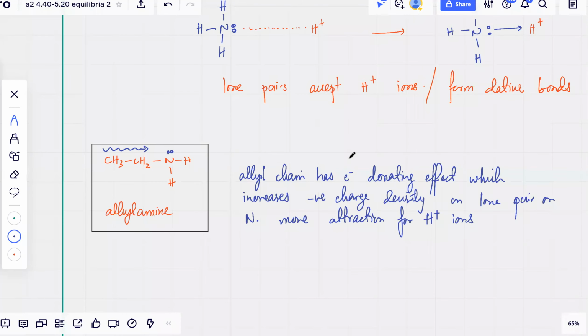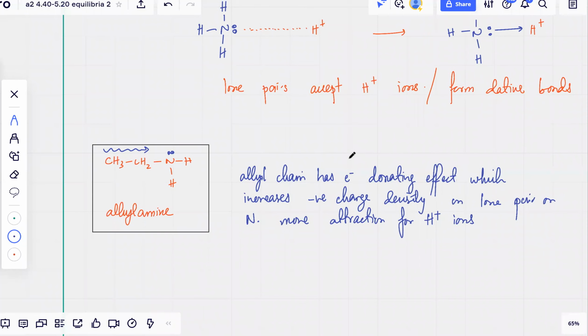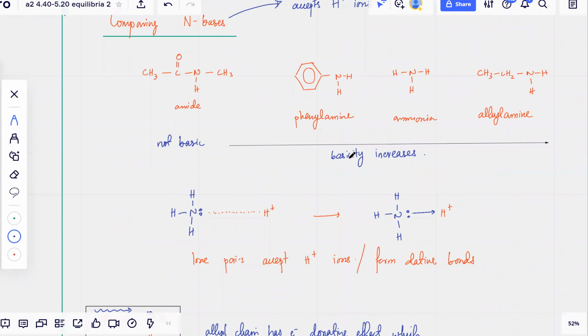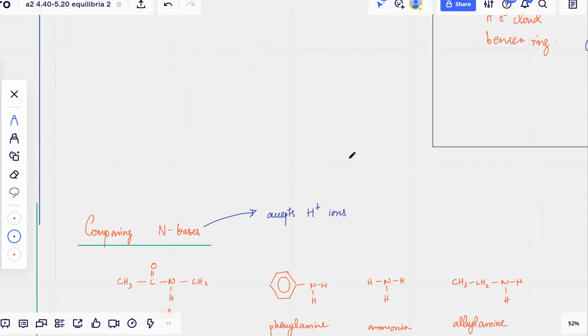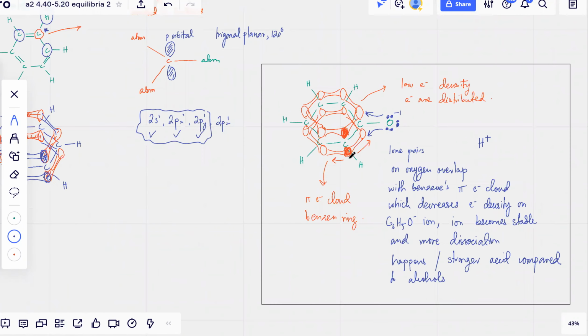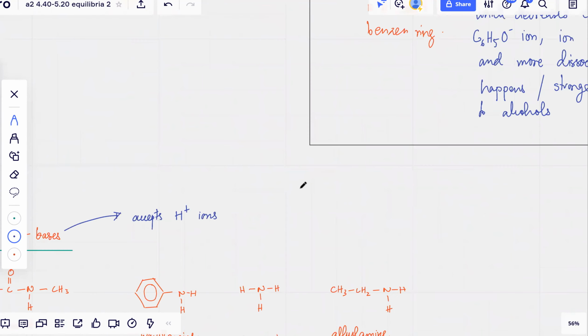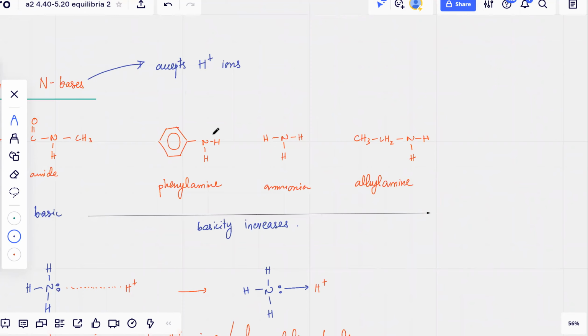Yes, sir. So then, we did discuss benzene just now. Why is benzene less basic? Because benzene's electron density is slightly lower, so the lone pairs over here would start overlapping. So in this case, you have NH2, it's phenylamine. So let's copy this.